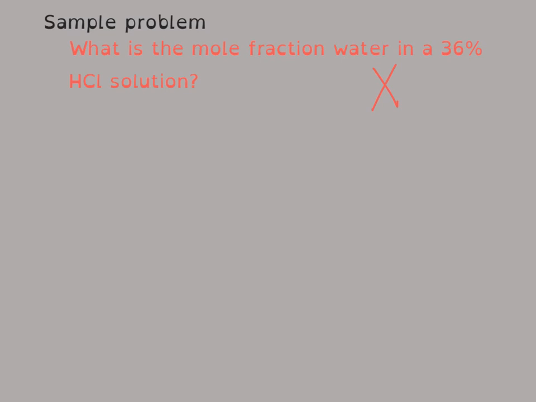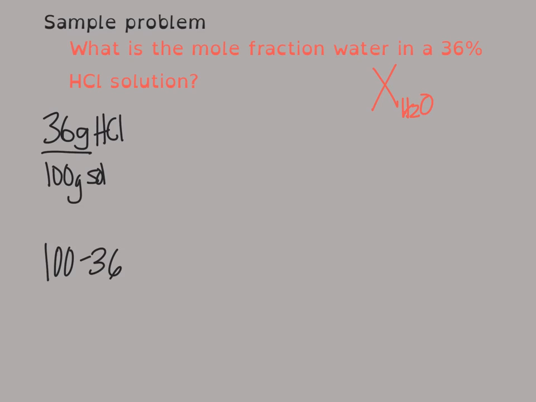So we are looking to find the mole fraction of water, and we are going to realize that we have 36 grams for every 100 grams of solution, and we have 36 grams of HCl. So if we have 100 grams total and we're subtracting the 36, we would then have 64 grams of water. So we need to convert our grams of HCl and our grams of water both into moles. And I'll do that right here.